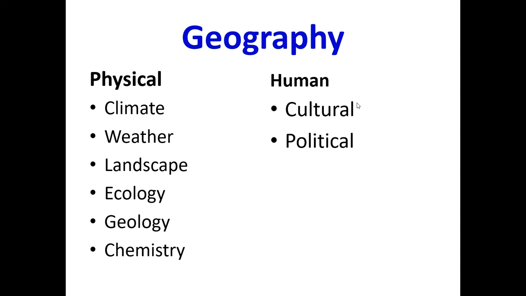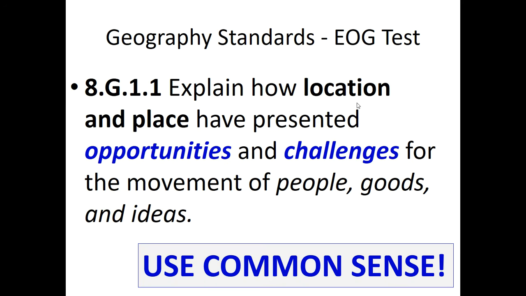The political boundaries, which we study in geography, change over time. It's because of wars often. Economic geography, different people buy and sell goods. All right, let's get moving into some of these geography standards. Explain how location and place have presented opportunities and challenges for the movement of people and goods.